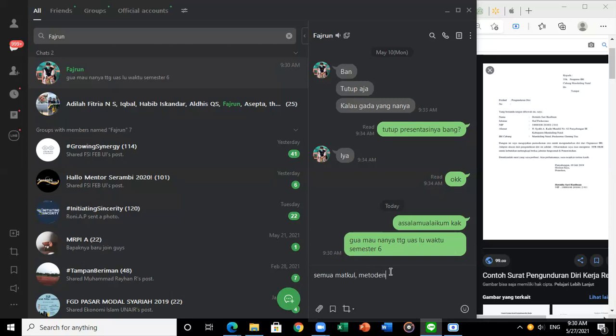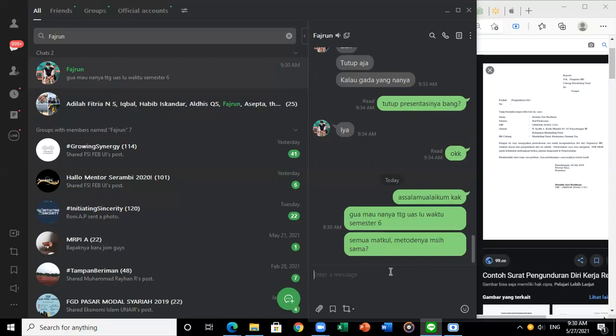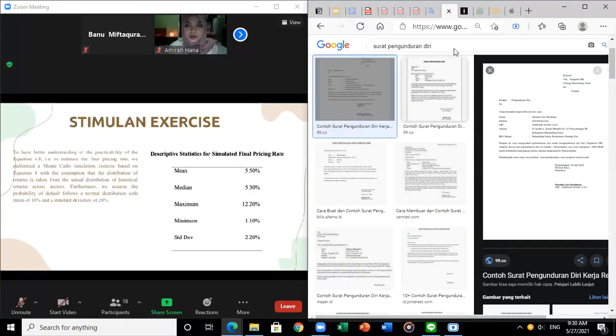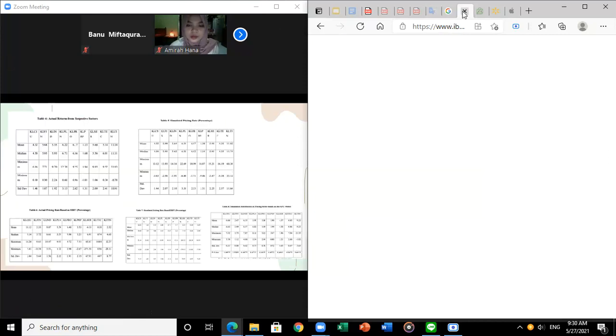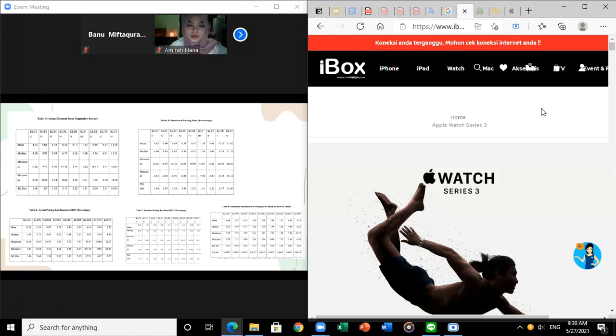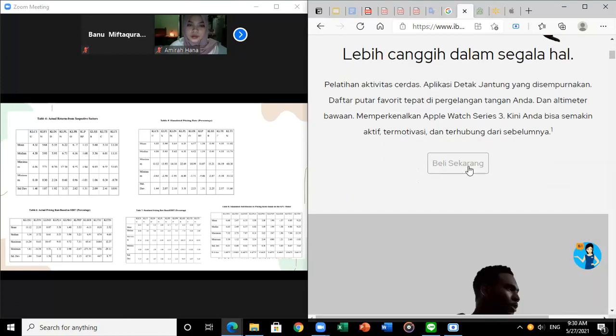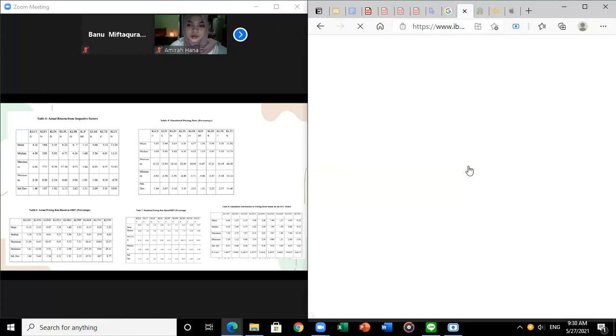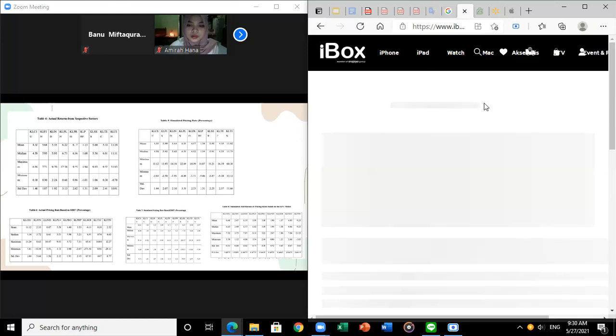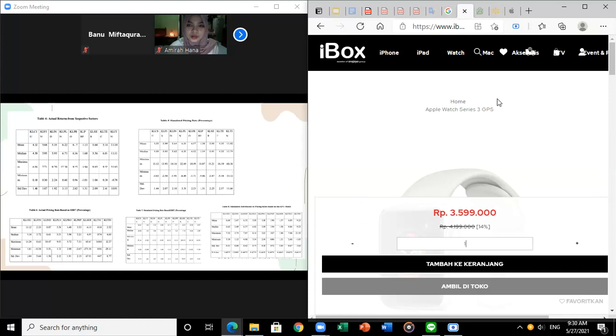So go to the next slide, and it's still about the simulation exercise. Like I said before, you can see there are a lot of tables from this paper. So here are table 3 until table 8. If you open the paper that we have, we will know about this simulation exercise.